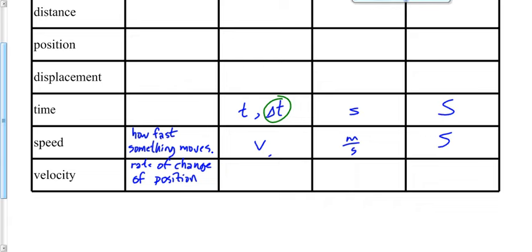What do you think the symbol for velocity would be? Yeah, d with a little half arrow over top of it. We're going to say it's meters per second again, and we're going to say that velocity is a vector.